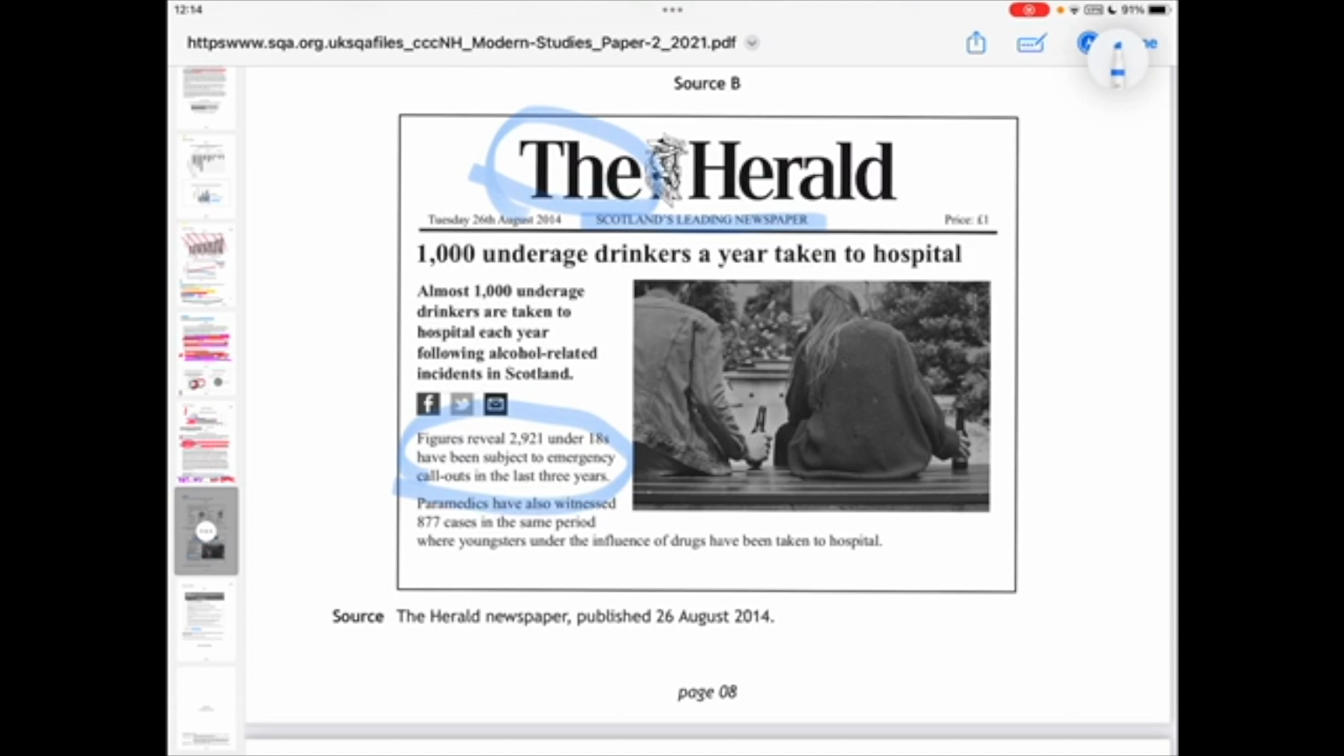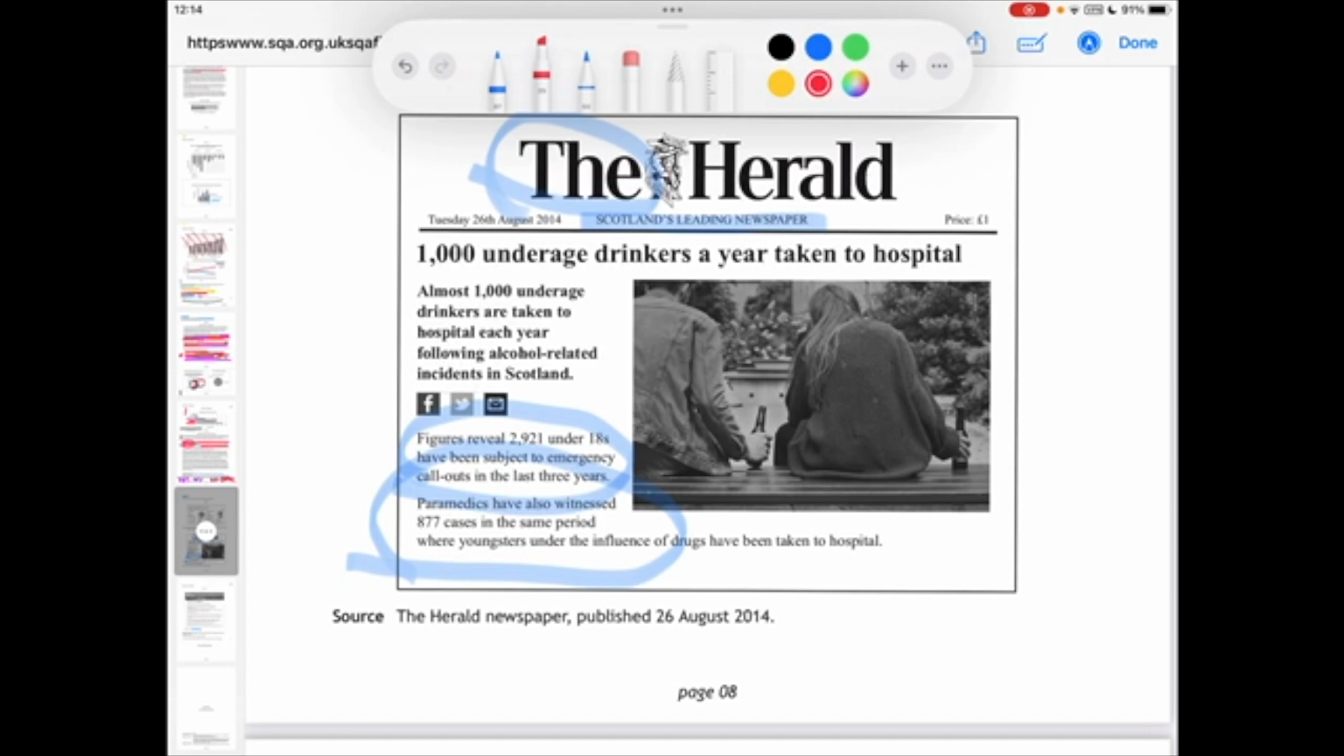So they've quoted the figures and they have also quoted paramedics. But where do those figures come from? I have no idea where those figures come from. So I think that is an unreliable point, because I do not know whatsoever where that information comes from. They're making this claim that 1,000 underage drinkers a year are taken to hospital, but how do I possibly know that's true? I can't see them telling me this is where we got this information.